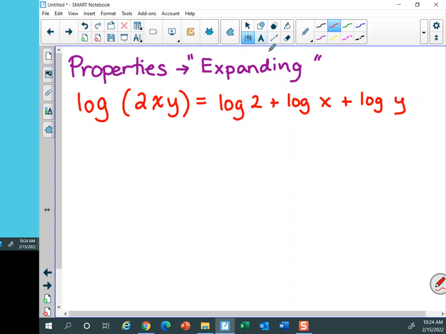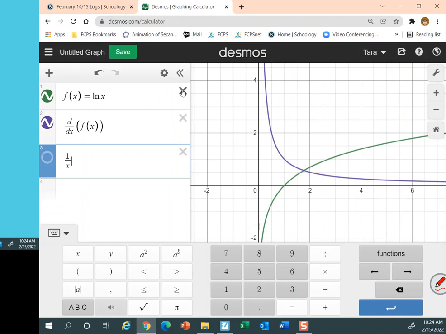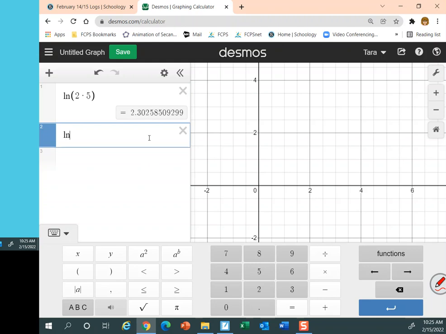And a lot of these log properties always seem super mysterious, because you're just like, how can that possibly be true? But I would think most pre-calc teachers do what I do, and they go, well, look, if I have the natural log of 2 times 5, and then I do natural log of 2 plus natural log of 5, it's like a miracle.